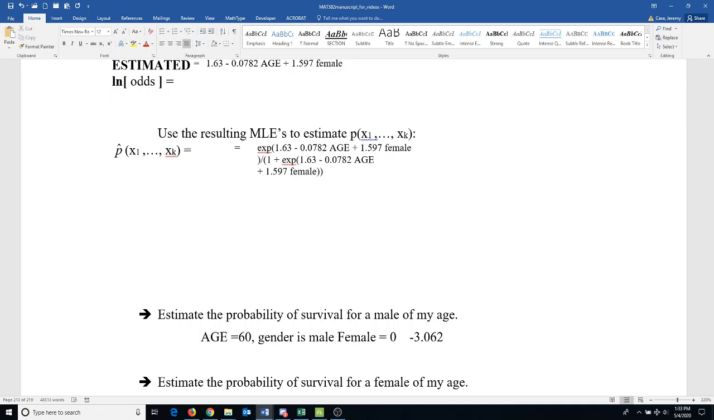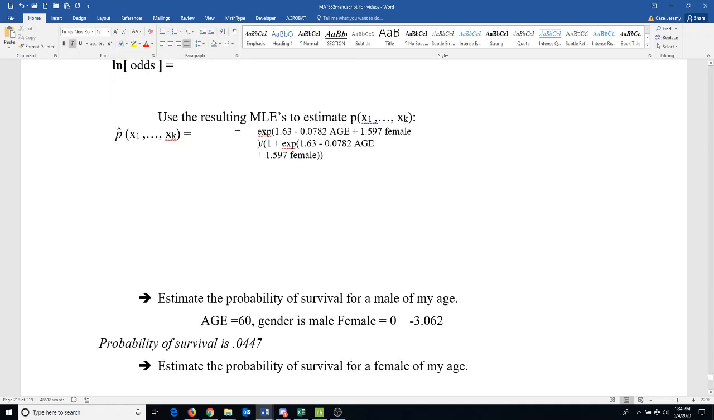And then I'm going to exponentiate that, and then take my answer and divide that by parentheses 1 plus my answer. And it turns out my probability of survival is 4%. I'm dead. All right, 4.5%.